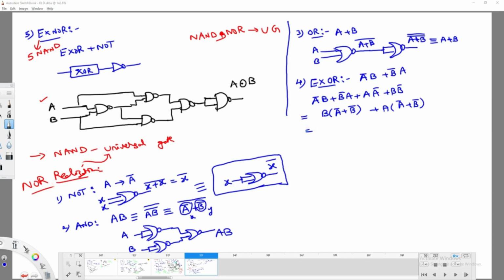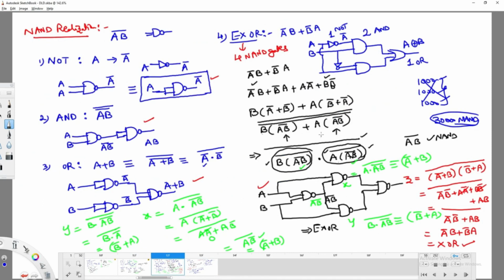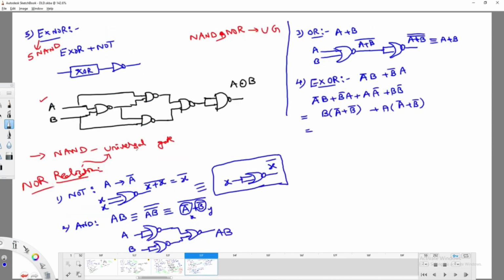Earlier I required to represent in the form of sum of products because it is a NAND relation. Now to represent this in the form of an OR gate, it requires an OR and AND gate relation.